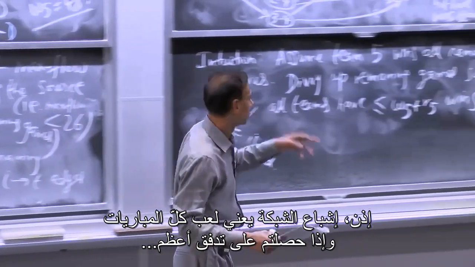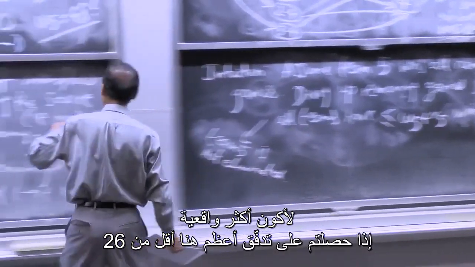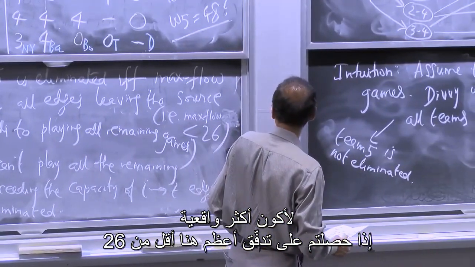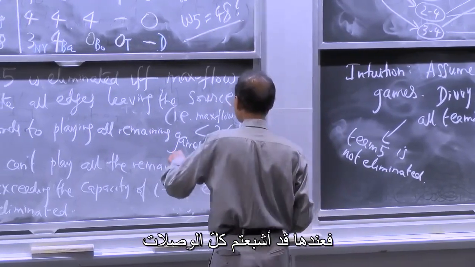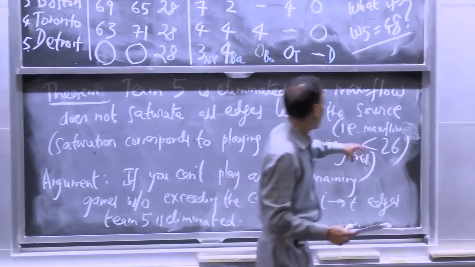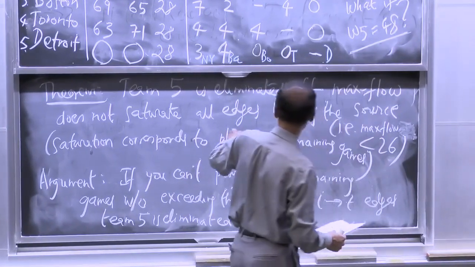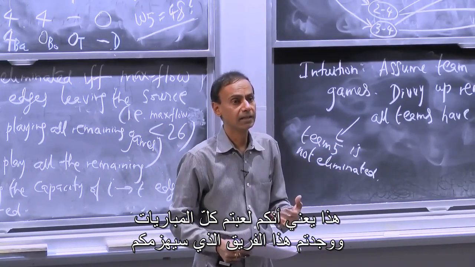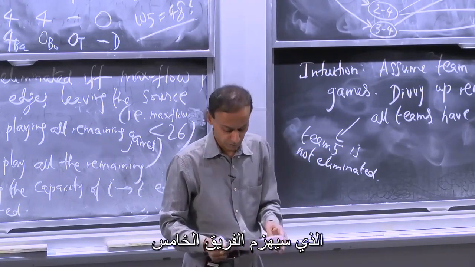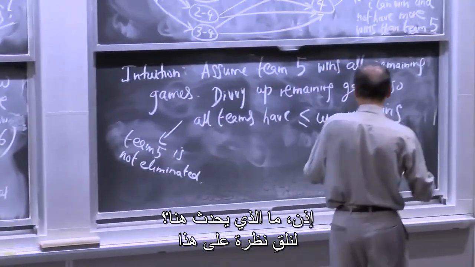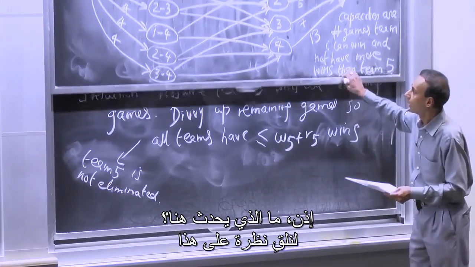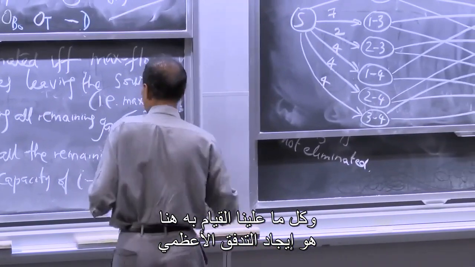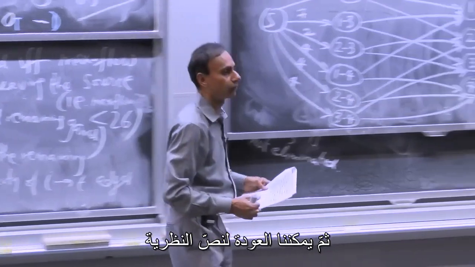And if you get a max flow, to be more concrete, if you can get a max flow here that's less than 26, then you've not saturated all the edges, which means that you haven't played all the games, and you found a team that beats Team 5. Okay? So what happens over here? Let's take a look at this, and all we have to do here is find the max flow, and then we can go back to the statement of the theorem.